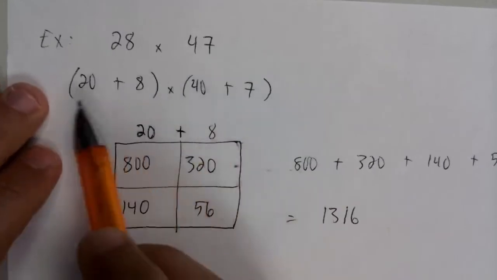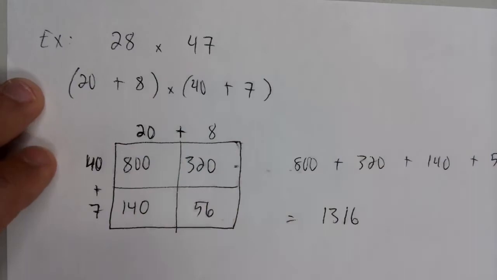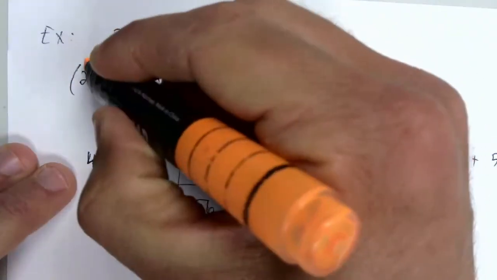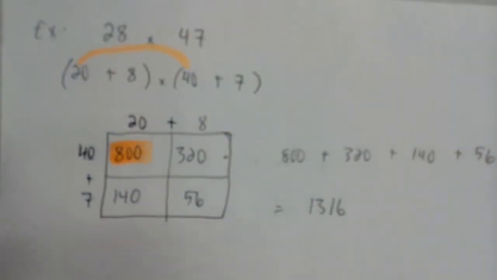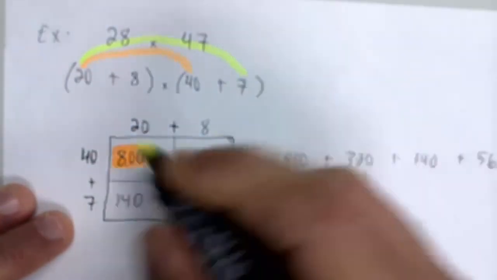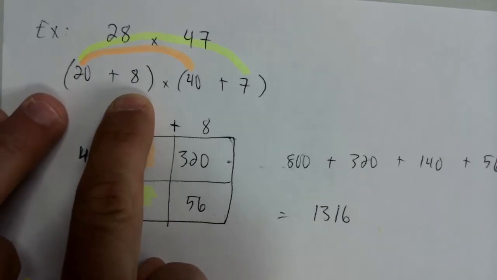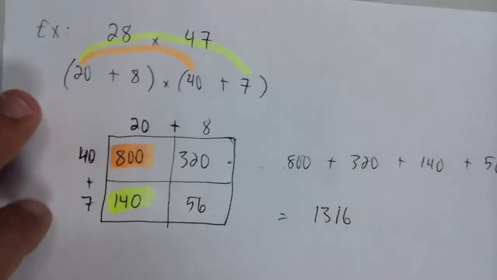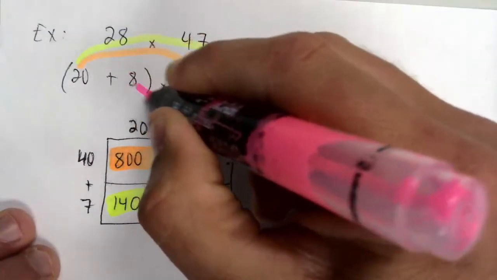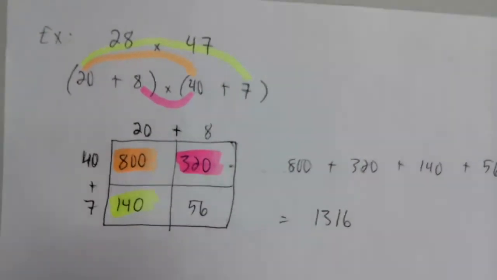Let me show you why this applies here. If I were to say the 20 times 40 is right there, and the 20 times 7 is right there. Now, think about that. The 20 and the 8 had to both distribute, or the 20 had to distribute to both the 40 and the 7. Now, 8 times 40, that's the 320. And 8 times what's left?